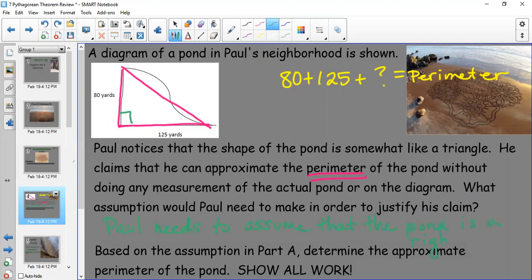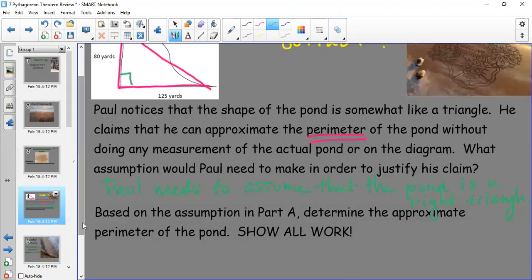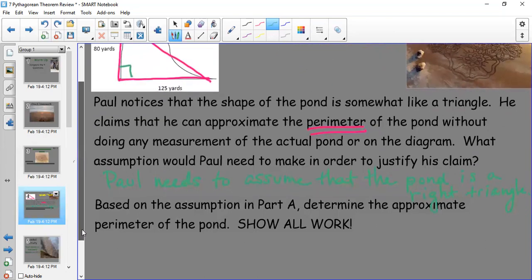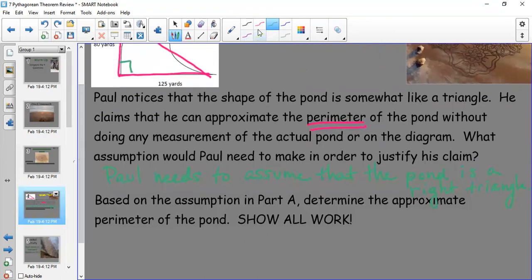Because if it's a right triangle, now we can use the Pythagorean theorem. So we're going to assume, we know it's not a right triangle, but if we assume it's a right triangle and we use the Pythagorean theorem, we should get close to the perimeter. Okay, so based upon the assumption in part A, now let's go ahead and find what it would be.